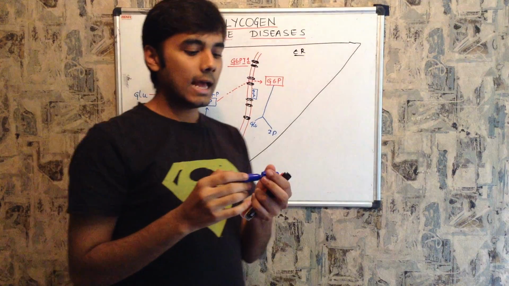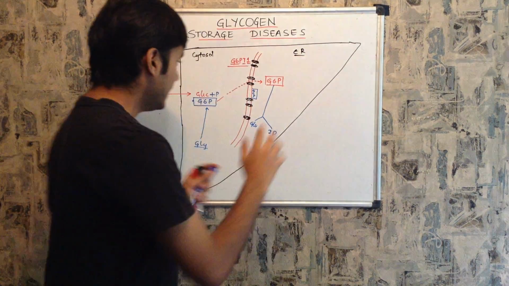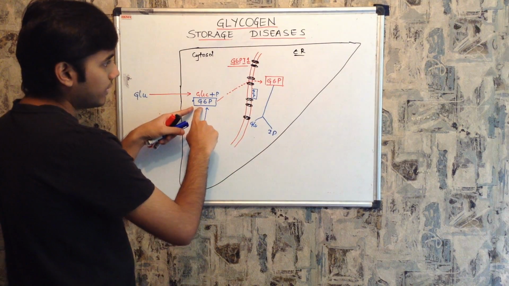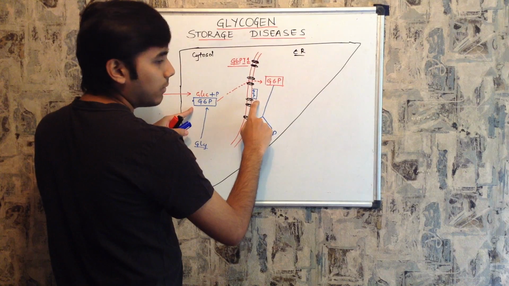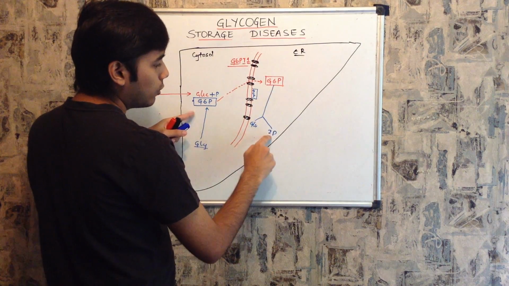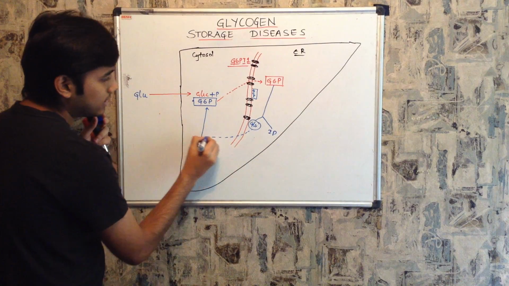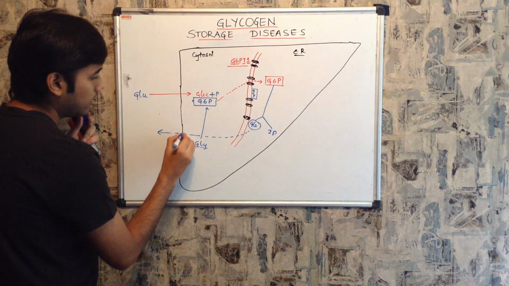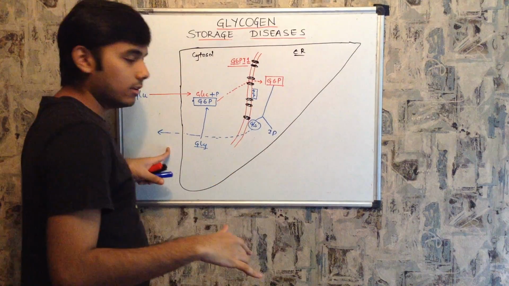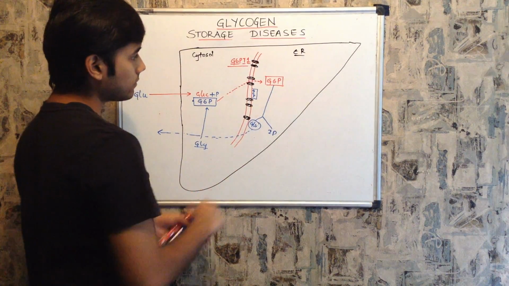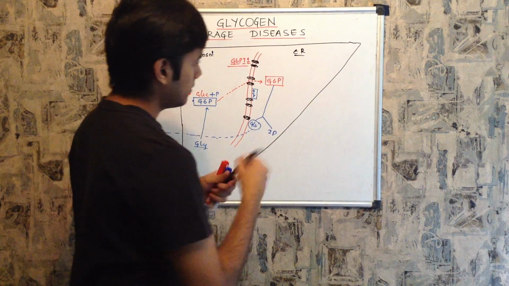So whenever there is a hypoglycemic condition, whenever there is a low amount of glucose in our blood, immediately the glucose 6 phosphate enters into the endoplasmic reticulum, and by the action of glucose 6 phosphatase, it converts into glucose and inorganic phosphate, and this liberated glucose exits out to again normalize the level of glucose in the blood. So what exactly happens in Gierke's disease?